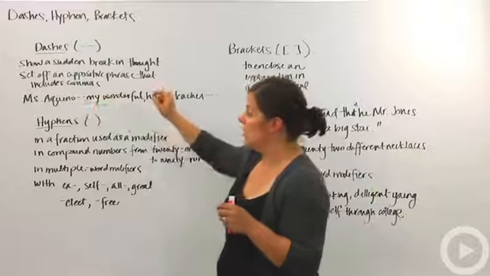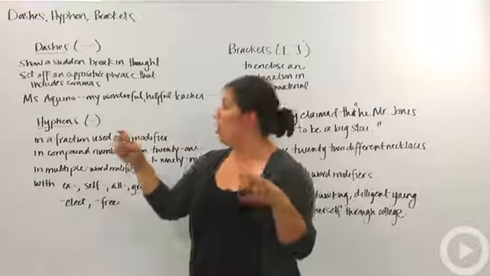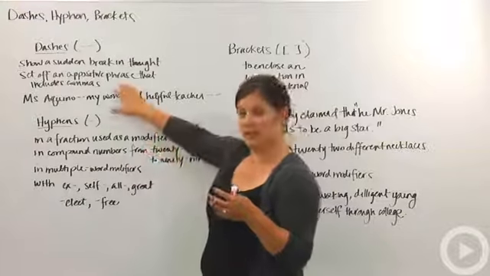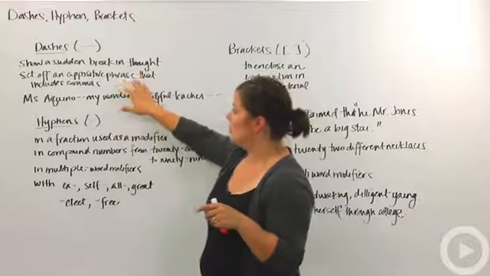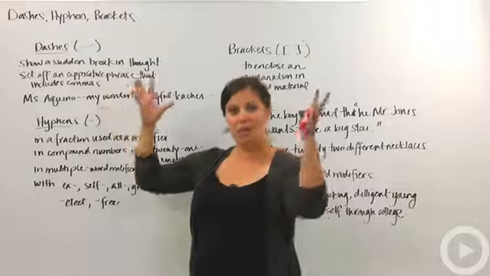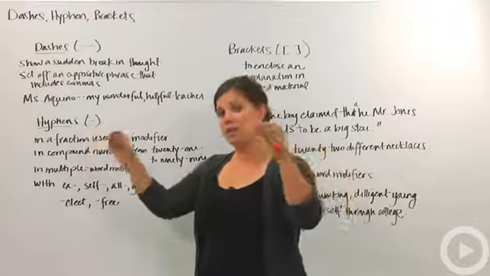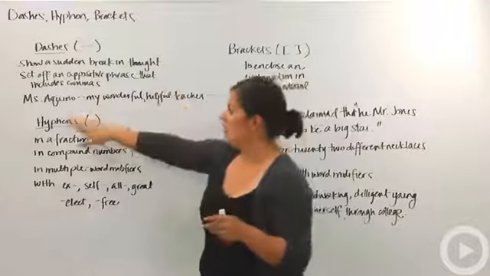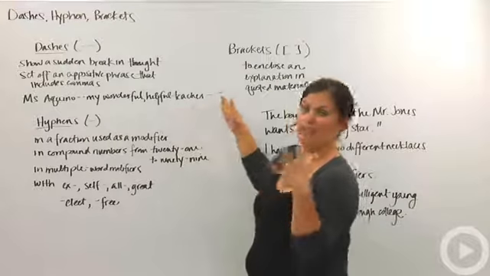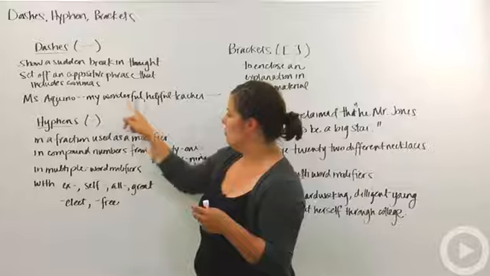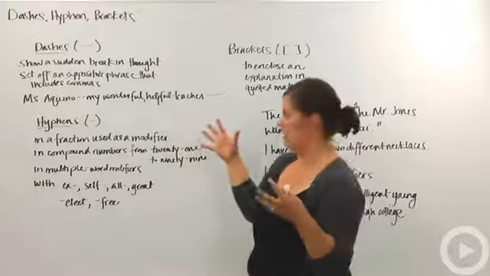And what we use it for is to show a sudden break in thought, or to set off an appositive phrase, and that's one of those phrases that renames the subject. If we have an appositive phrase that uses a lot of commas, rather than setting it off with commas, we set it off with dashes. So, Miss Aquino, dash, my wonderful, helpful teacher, dash. Otherwise, we'd have too many commas here for this to be a clear reference.